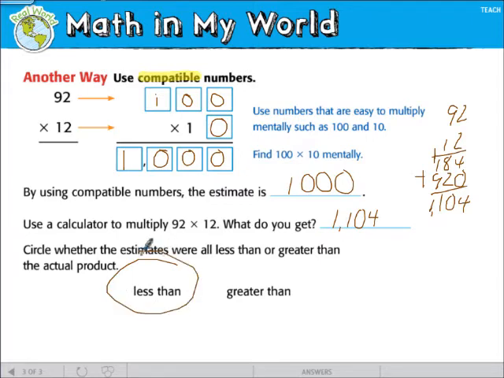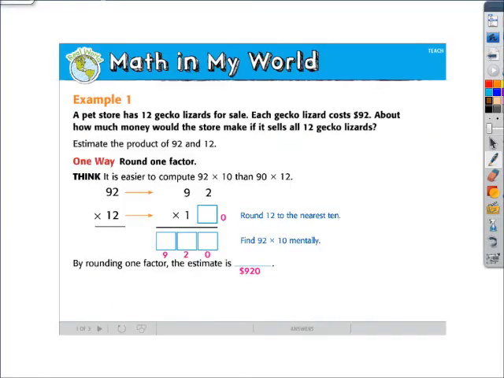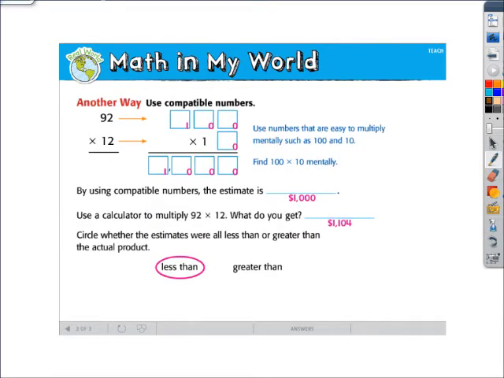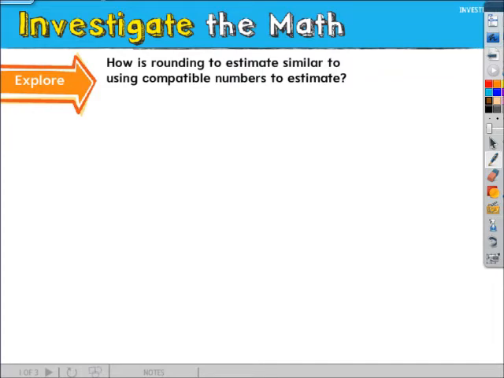They are all less than. Okay, so if you guys are doing this at home and you need to see the answers, there they are. Very good. All right. Now, how is rounding to estimate similar to using compatible numbers to estimate?